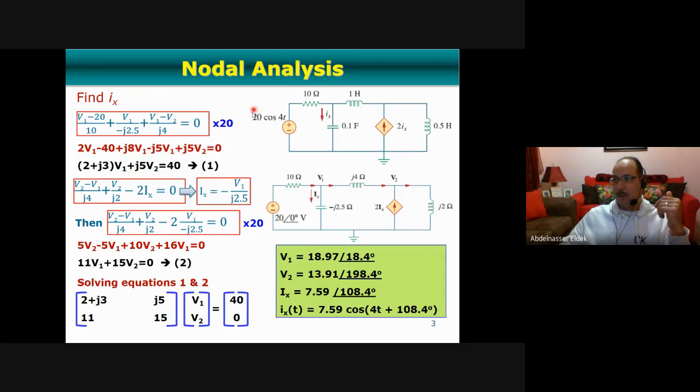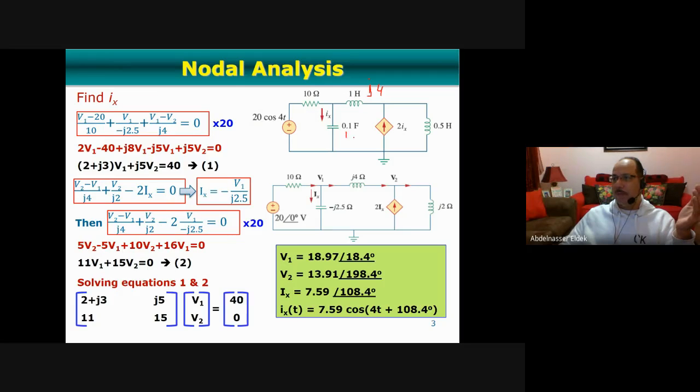Here's the source. This source is 20 cosine 4t, so actually the amplitude is 20 and the phase is 0. So it is 20 angle 0. This is our only source. The 10 ohm resistor stays the same. The 1 henry inductor is j omega L, which in this case will be j4, because omega equals 4 here. So j omega L is j4 times 1, which is j4.